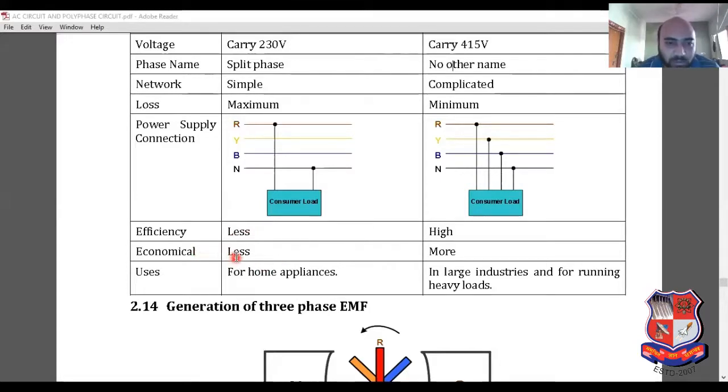Economical. Okay, this is an MCQ question. Which system is more economical? So single phase system, as we have already said, the efficiency is less, so this system is less economical. Whereas in case of three phase circuit and connection, efficiency is more, so the system is more economical.